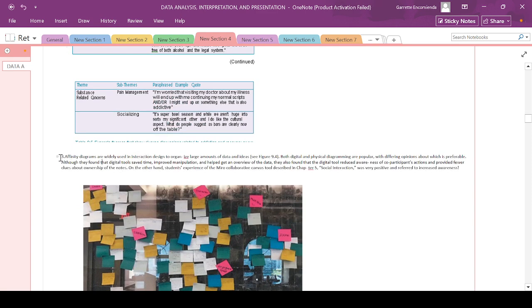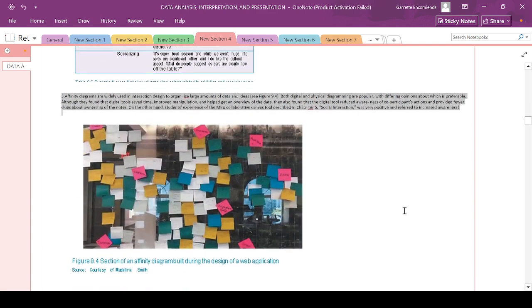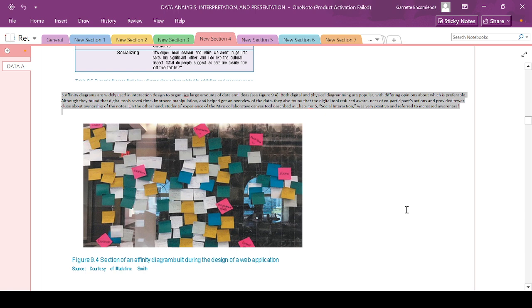Now let's go to affinity diagrams. Affinity diagrams are widely used in interaction design to organize large amounts of data and ideas. Both digital and physical diagramming are popular, with differing opinions about which is preferable. Although they found that digital tools save time, improve manipulation, and help get an overview of the data, they also found that digital tools reduce awareness of co-participant actions and provide fewer clues about ownership of the notes.